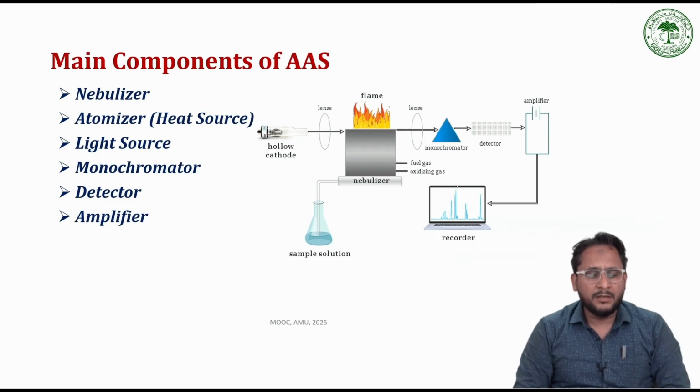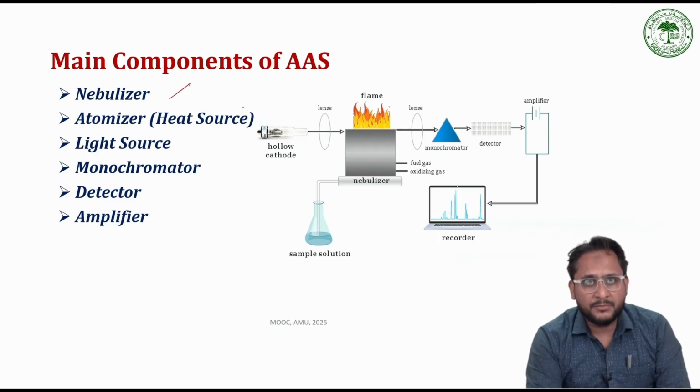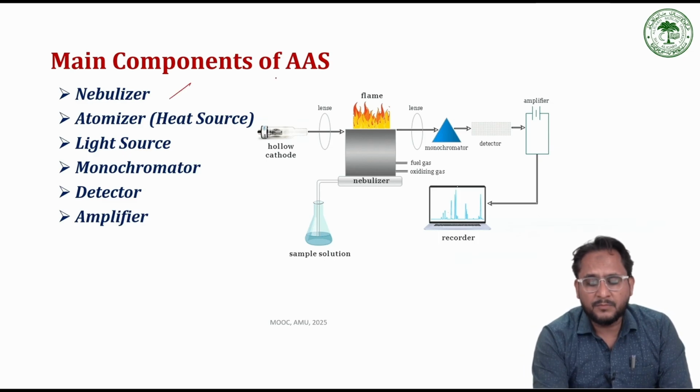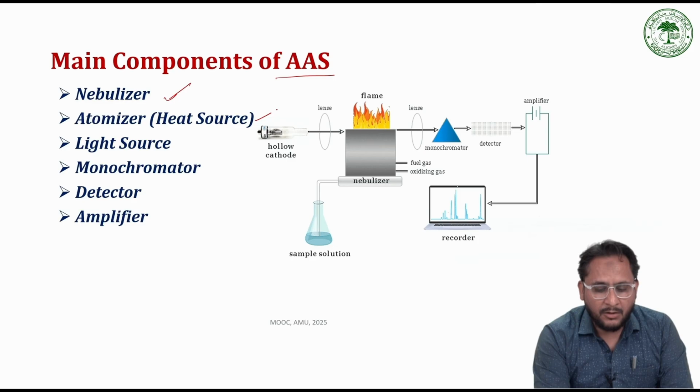So once again, these are the main components of atomic absorption spectroscopy, popularly called AAS: a nebulizer, an atomizer, a light source, a monochromator, a detector, and an amplifier.